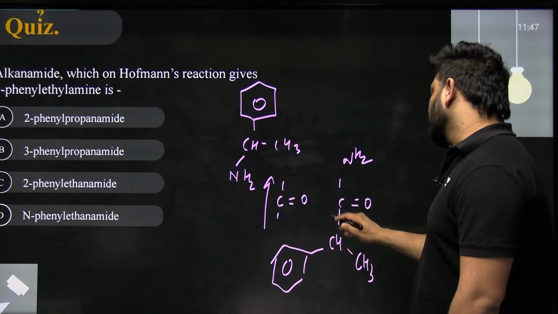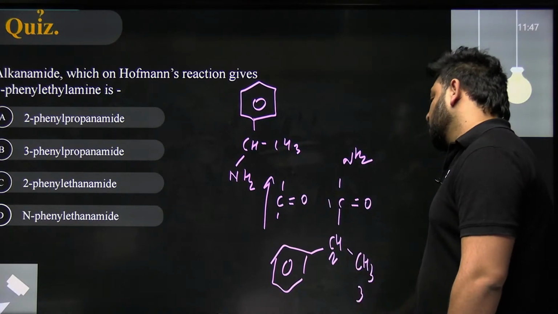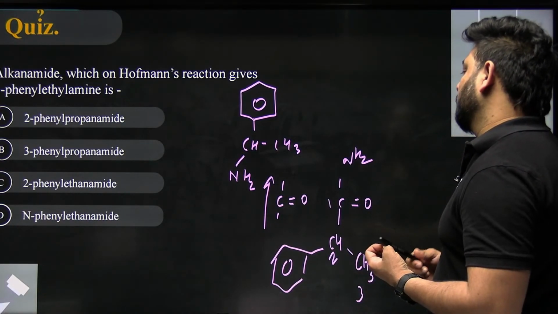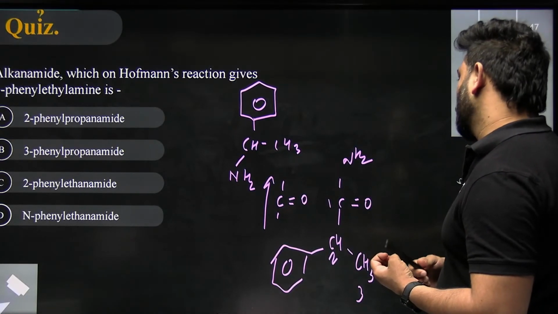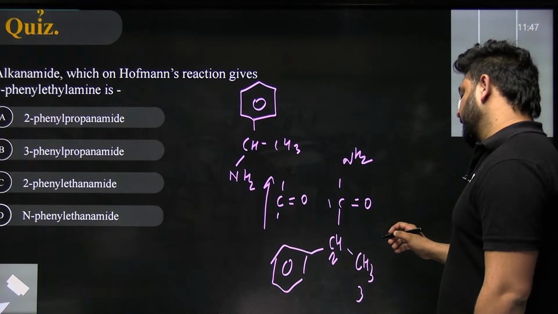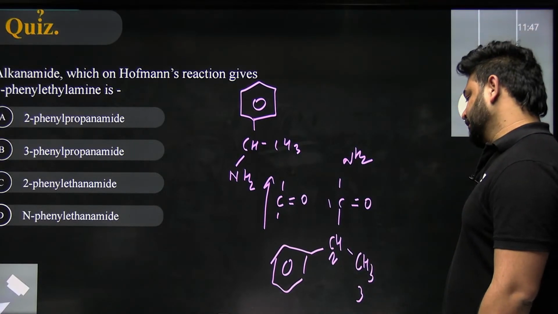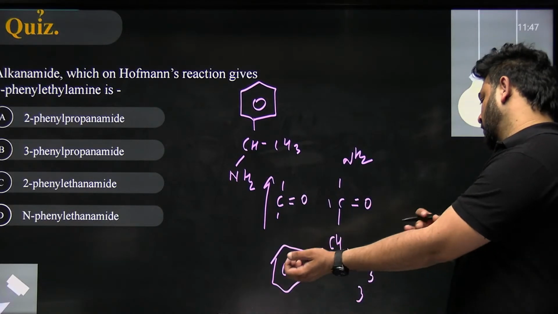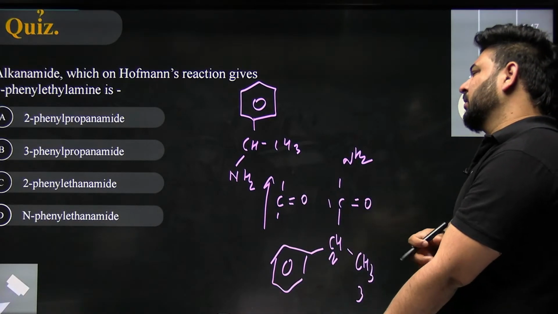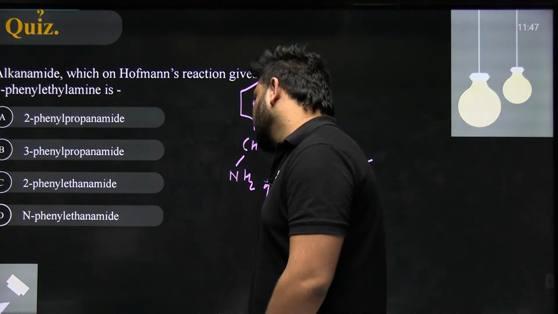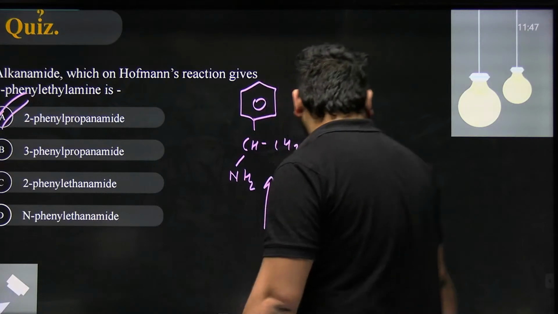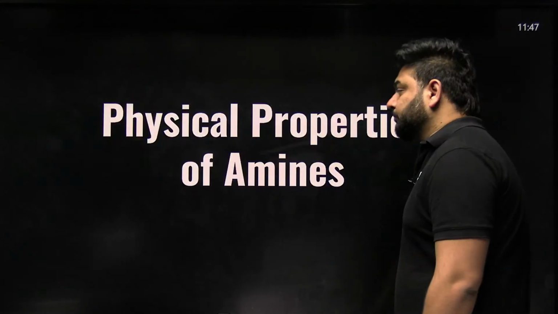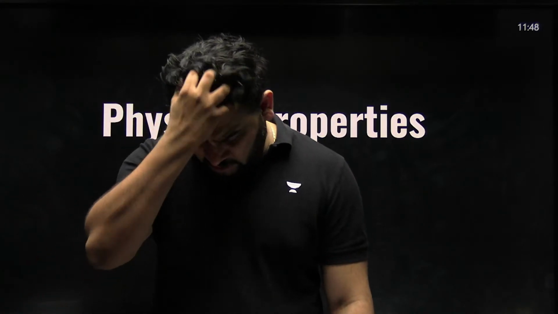How are we going to name it? 1, 2, 3. How many carbon atoms did I make here? So what is the name of this amide, everyone? 2-phenylpropanamide. I think A is correct. A was the correct answer.